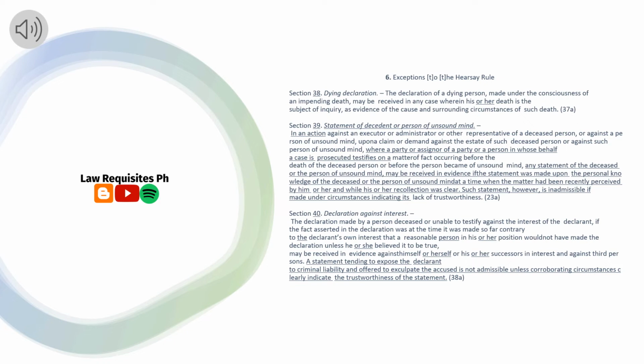Section 40. Declaration against interest. The declaration made by a person deceased or unable to testify against the interest of the declarant, if the fact asserted in the declaration was at the time it was made so far contrary to the declarant's own interest that a reasonable person in his or her position would not have made the declaration unless he or she believed it to be true, may be received in evidence against himself or herself or his or her successors in interest and against third persons. A statement tending to expose the declarant to criminal liability and offered to exculpate the accused is not admissible unless corroborating circumstances clearly indicate the trustworthiness of the statement.